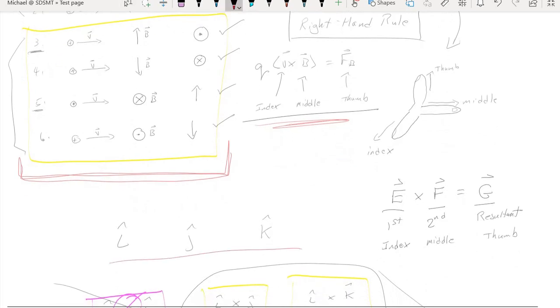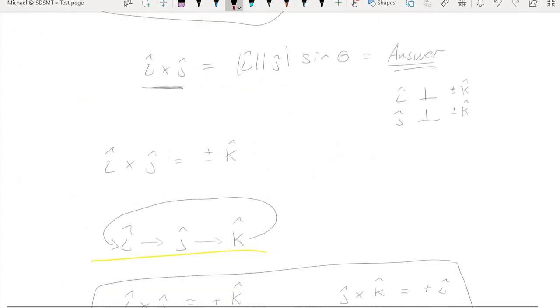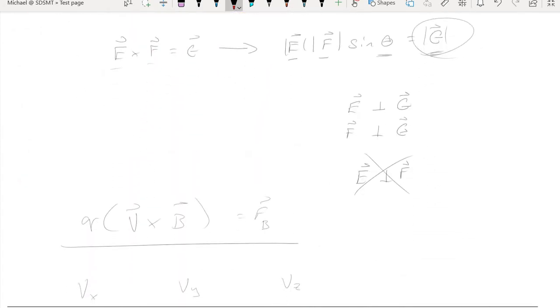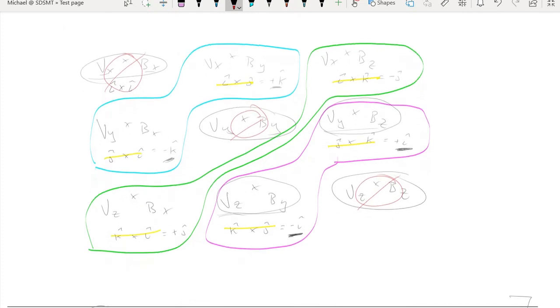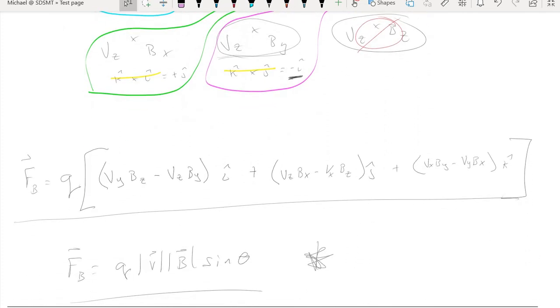The only time that this comes into play is if I have to use the component method of evaluating, which again, hopefully we see a minimum of those types of examples.